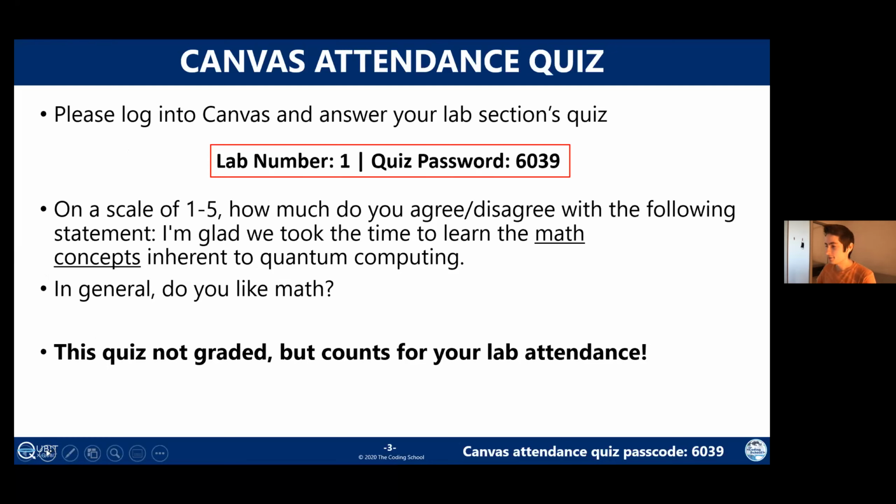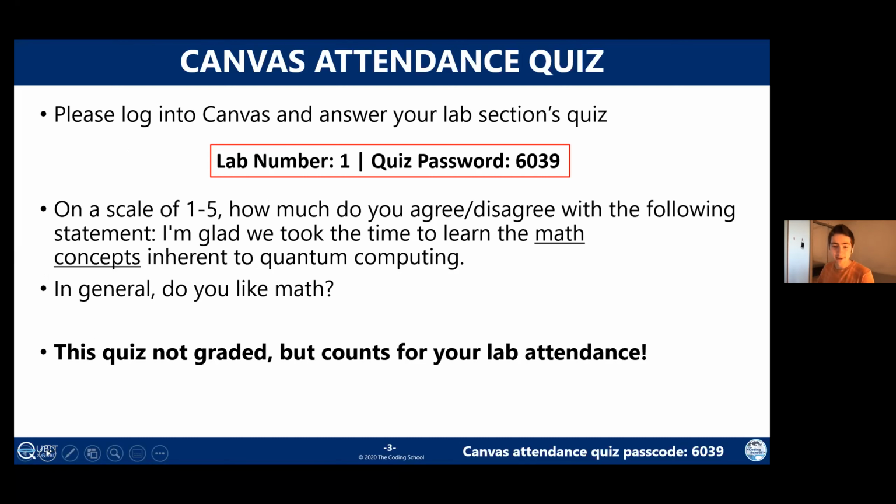Okay, so the Canvas attendance quiz. Go ahead, open up your browser. We are lab number 1 with the quiz password this week, 6039. That should get you into the quiz. There should be 2 questions there. The first one is, on a scale of 1 to 5, how much do you agree or disagree with the following statement? I'm glad we took the time to learn the math concepts inherent to quantum computing.